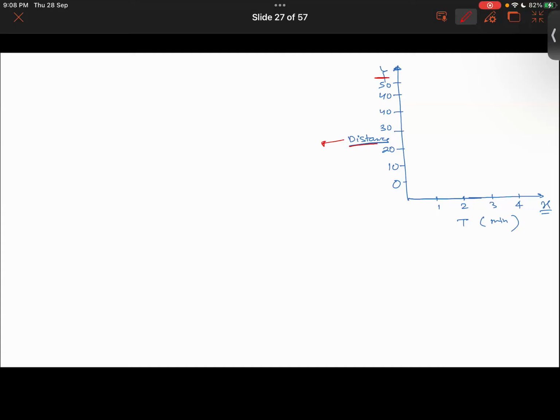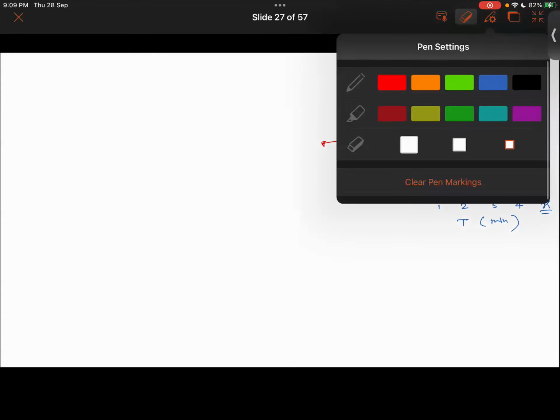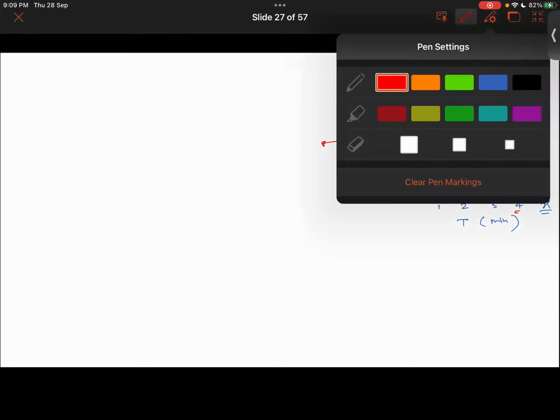So here if you were to plot the graph, suppose for 1 minute the distance traveled is, let's say, 10. Getting it for the first minute. Then for the second minute, let's say the distance traveled is 15. Then for the third minute, let's say the distance traveled by the body is 40. Getting it now? Then at the fourth minute, the distance traveled by the body, let's say, was 50.